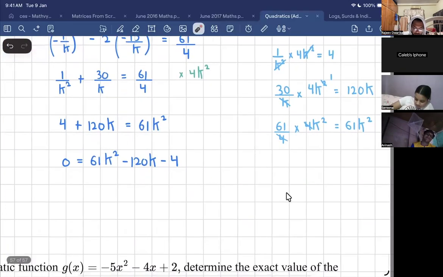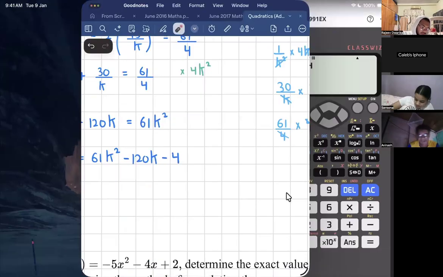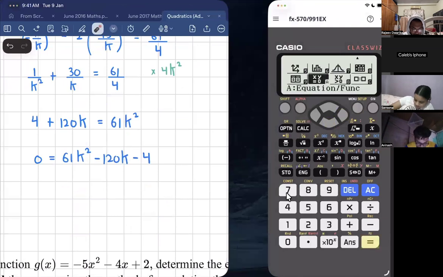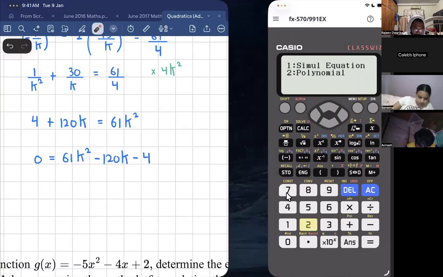So here's what I want you to do for me. On your calculator, I want you guys to go and plug it in. Go on menu, go on equation function, put 2 for polynomial. You have a degree 2 polynomial, so press 2. My coefficient for x squared is 61, my coefficient for x is minus 120, and my constant term is minus 4.